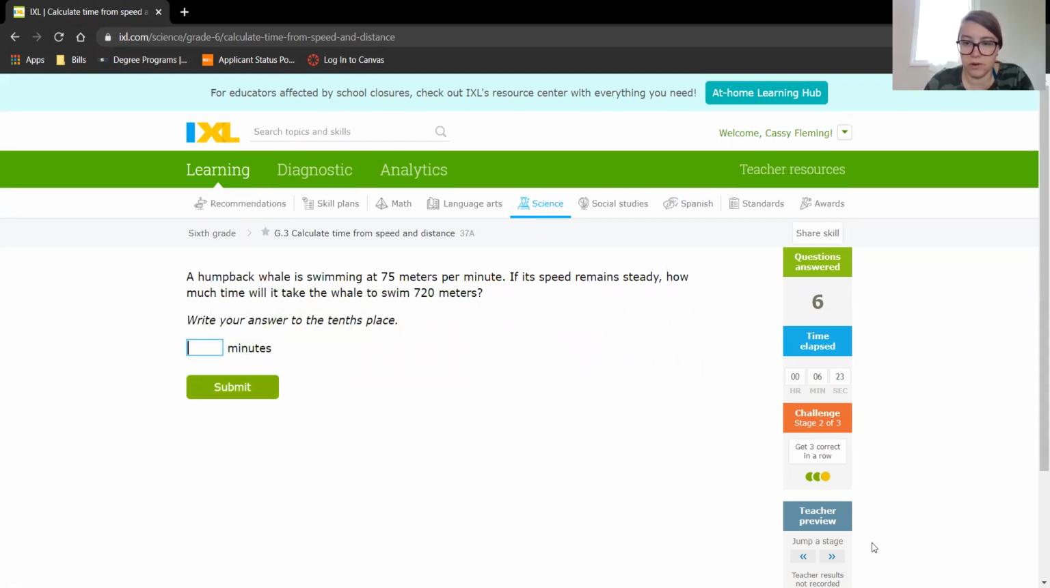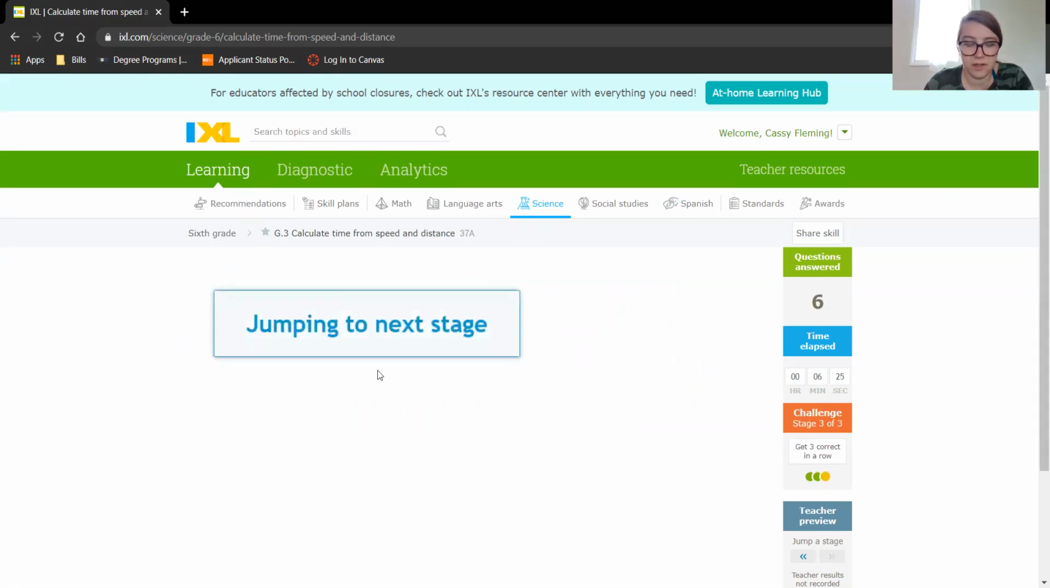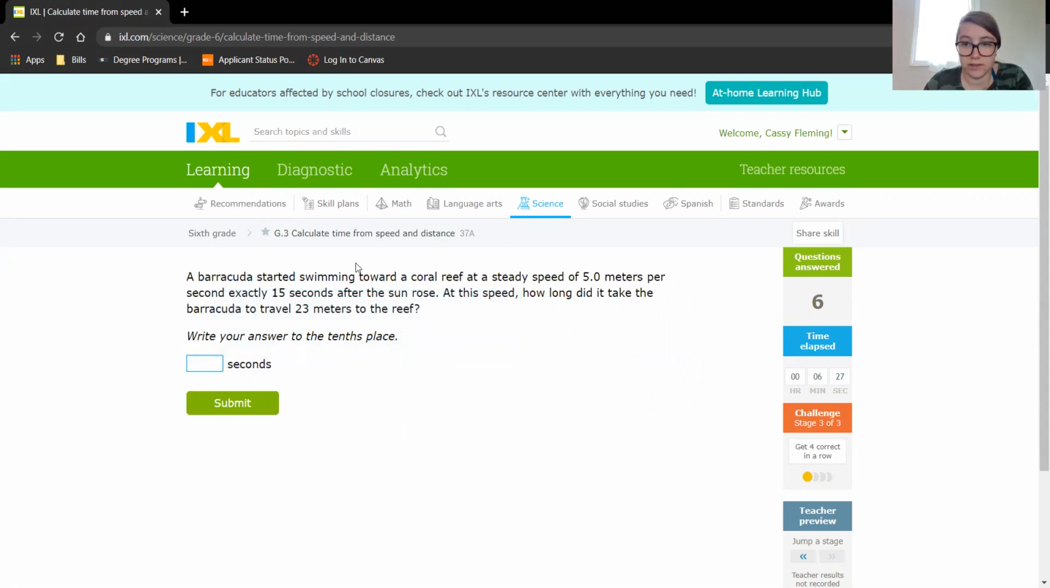And I'll do one more in stage three. This one is the hardest stage. It just gives you information that you don't necessarily need. Time is always distance divided by speed. A barracuda started swimming toward a coral reef at a steady speed of 5 meters per second, exactly 15 seconds after the sun rose. At this speed, how long did it take the barracuda to travel 23 meters to the reef? So we just need the distance and the speed.